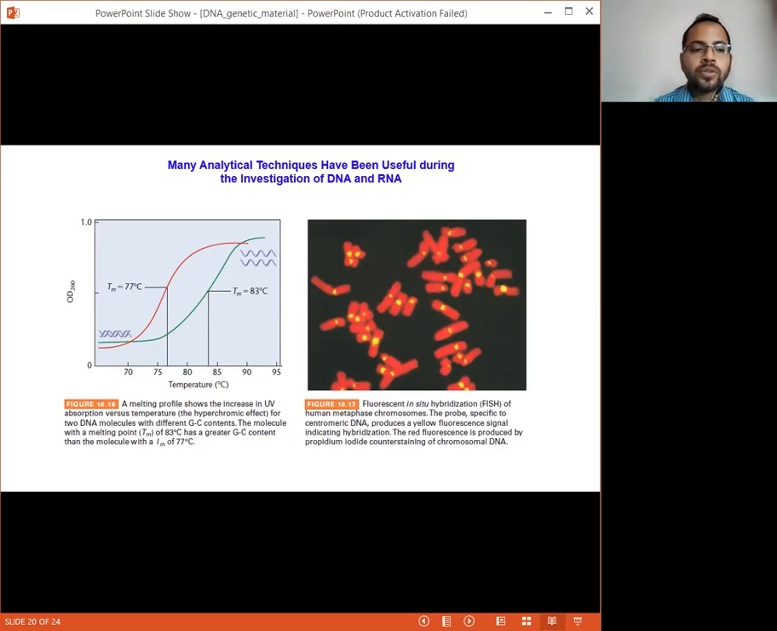So what do you think? Which one will be melted out quickly? Which DNA? The red one or the blue or green one?